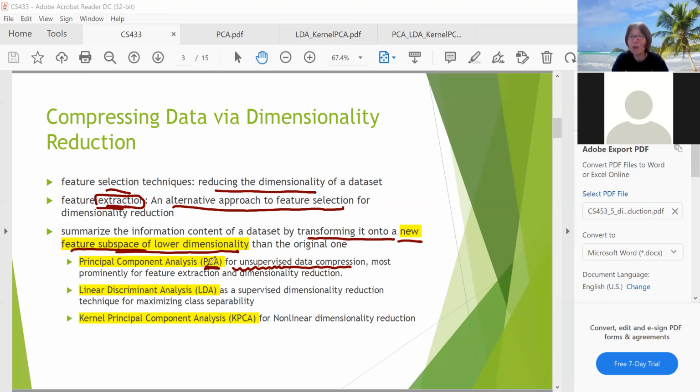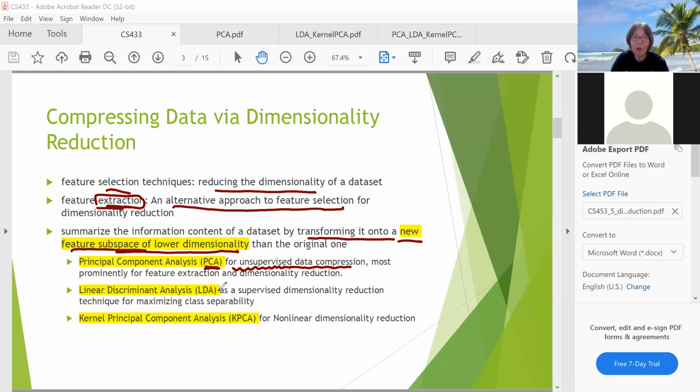PCA in machine learning is quite a large topic. There are a lot of discussions and also research on it. Right now it's already quite mature, but back decades ago it was not. Anyway, remember, PCA is for unsupervised feature extraction to do dimensionality reduction.